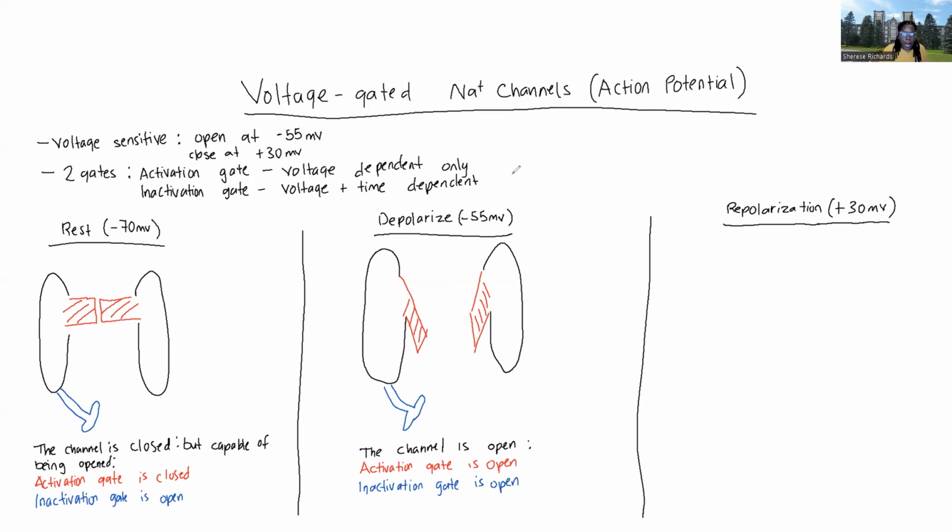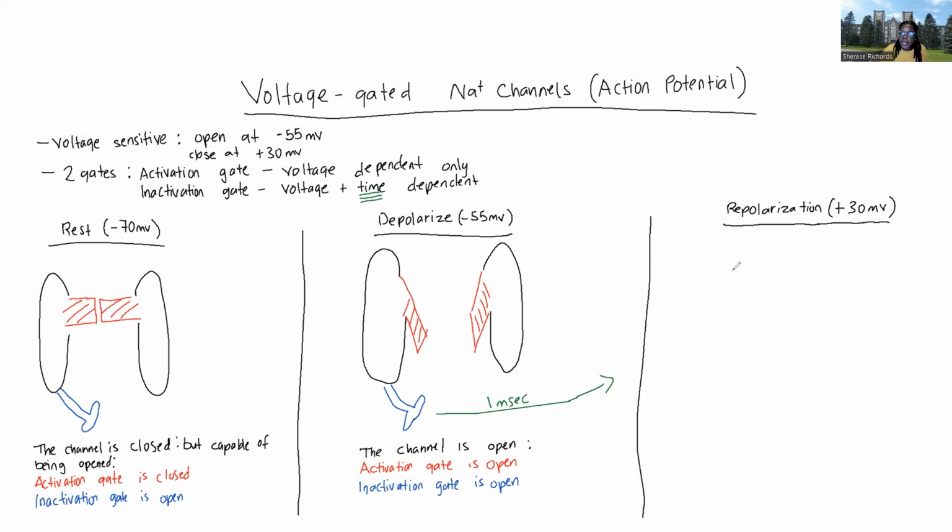So after 1 millisecond of being open, automatically a timer begins to measure the time. And after 1 millisecond of the channel being fully open, the inactivation gate itself will close. So it's really important to remember this time-dependent component of the inactivation gate, especially as it applies to the depolarizing phase. 1 millisecond after this event begins, automatically that inactivation gate closes, and we're going to end up seeing that it remains closed for repolarization as well.